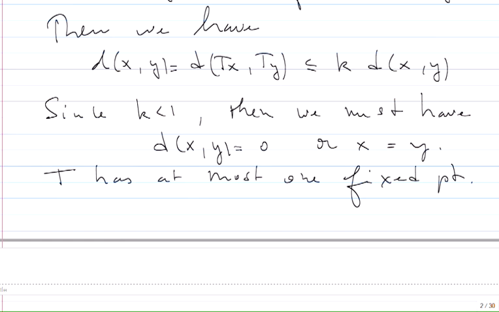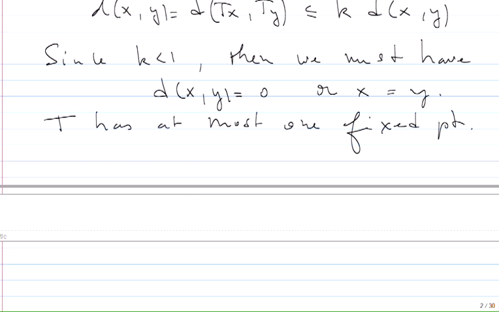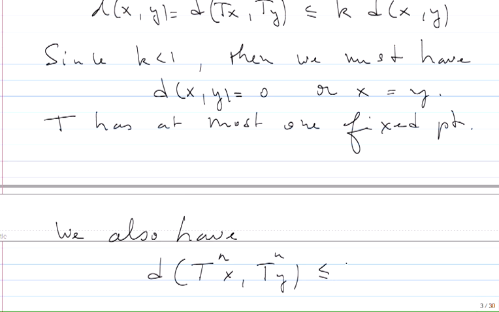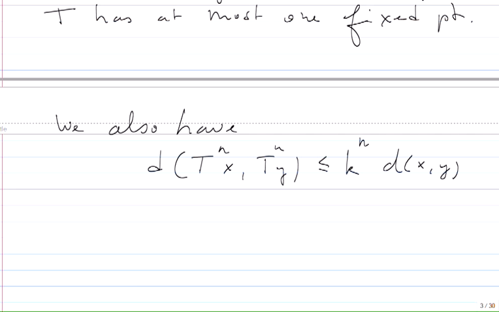Number two, we also have the distance from T^n of x, T^n of y less than or equal to K to the power n times the distance from x to y. Keep in mind that T^n of x is just the iteration of T. So we take T of T of T of T, n times, of x. If we keep using the definition of T as a contraction n times, we get K to the power n times the distance of x and y. This is true for every x and y in M.